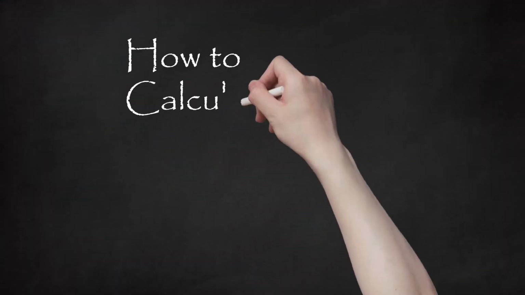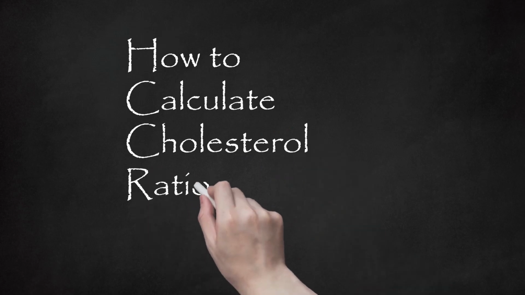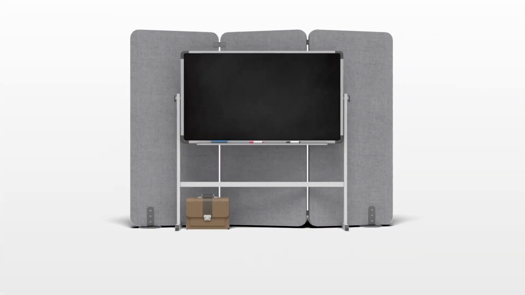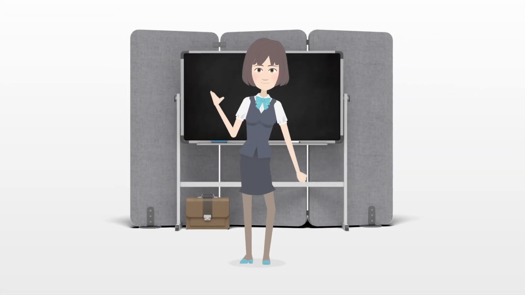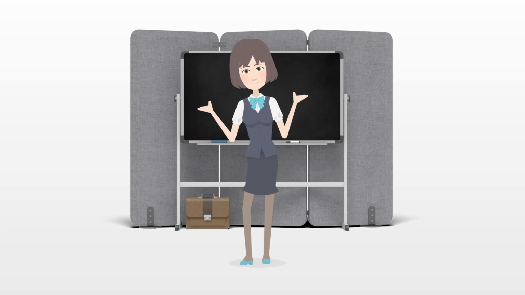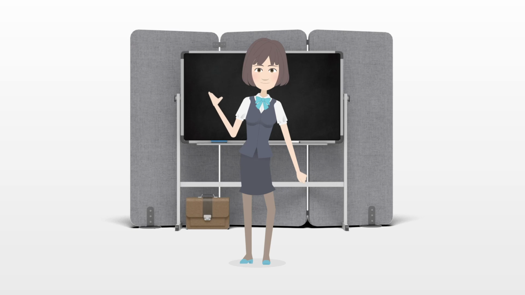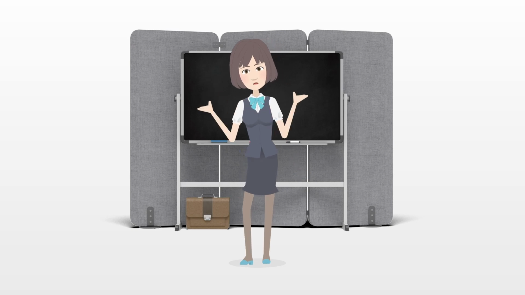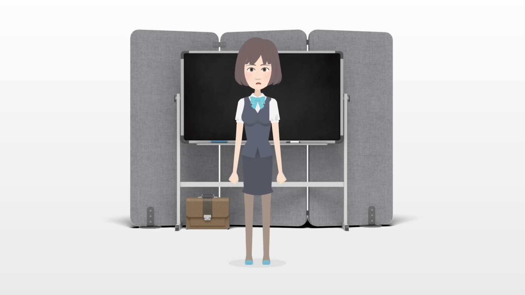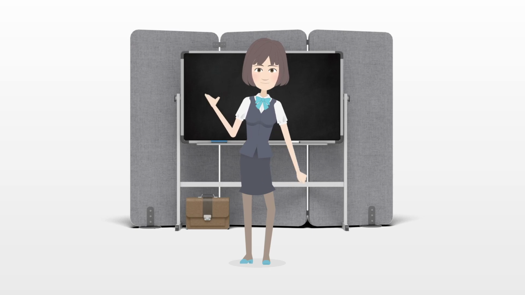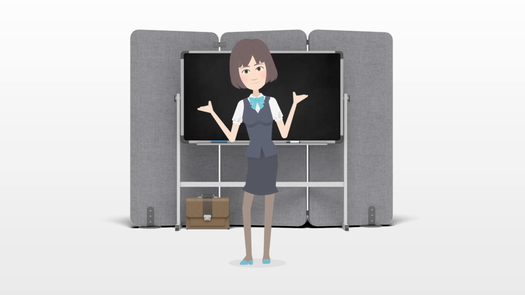How to calculate cholesterol ratio. Cholesterol is a natural, waxy substance created by the liver that circulates through the blood to maintain healthy cell membranes. It also helps build hormones and vitamins in the body. Cholesterol also comes from animals that we eat.